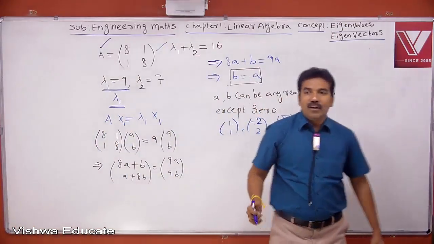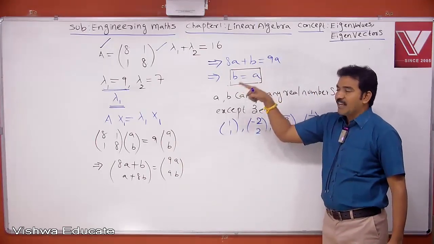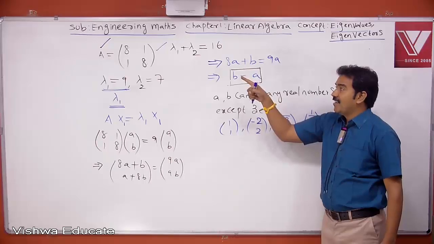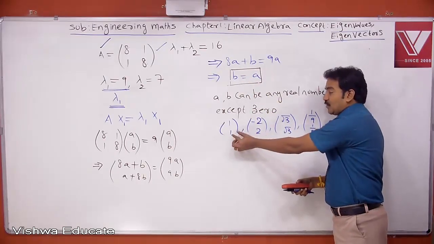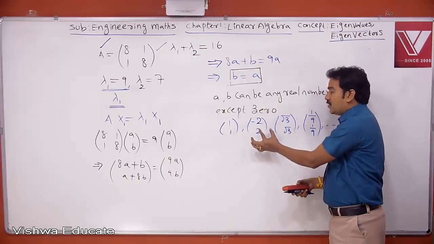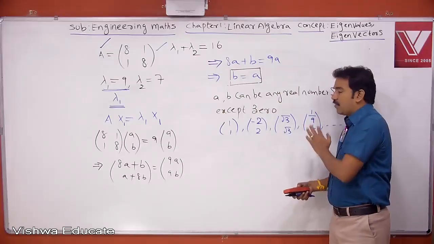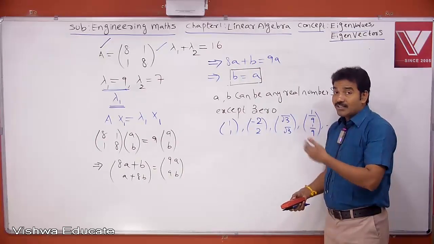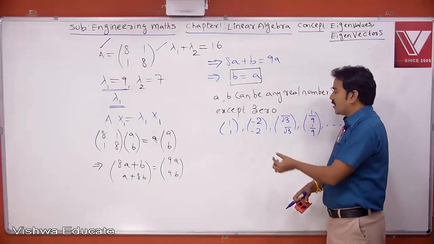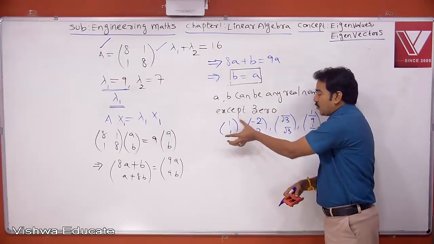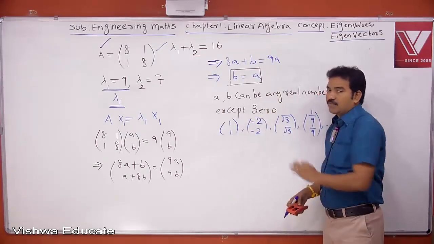Now interestingly, when you look at this, with respect to the same eigenvalue 9, the same matrix is having infinitely many eigenvectors. This is an eigenvector of the same matrix with respect to 9. This is an eigenvector of the same matrix with respect to 9. Basically, all these are multiples. You can see this is minus 2 times of this. This is root 3 times of this. This is 1 by 9 times of this.